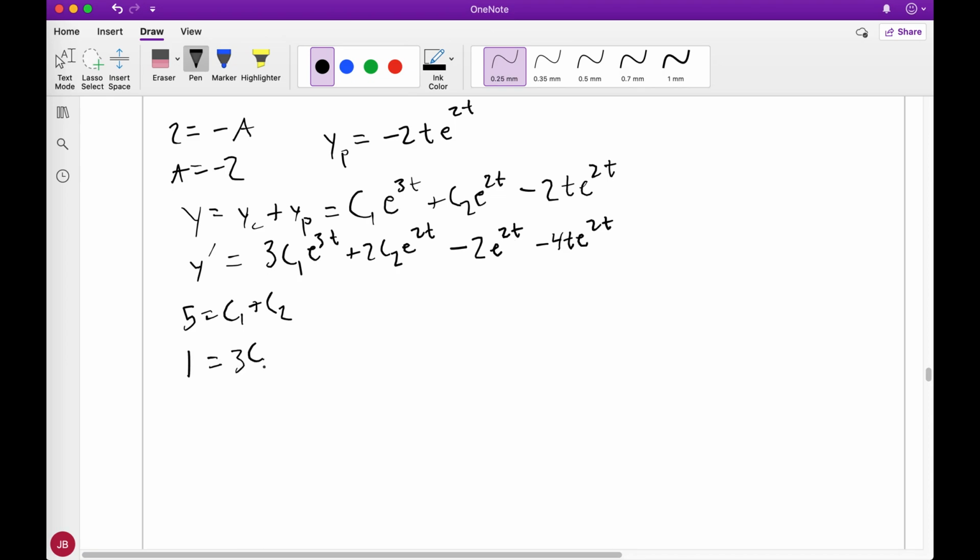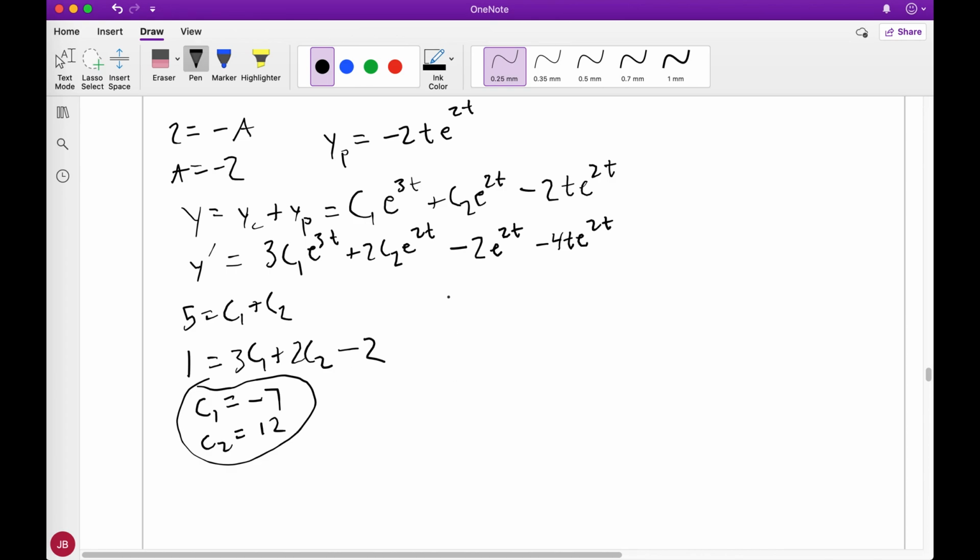And that's 3c1 plus 2c2 minus 2. Okay. And I'll just tell you what the answers are. C1 is negative 7, C2 is 12. You'll need to verify those on your own, but you're just solving a system of two equations with two unknowns. So it's pretty straightforward, I think.